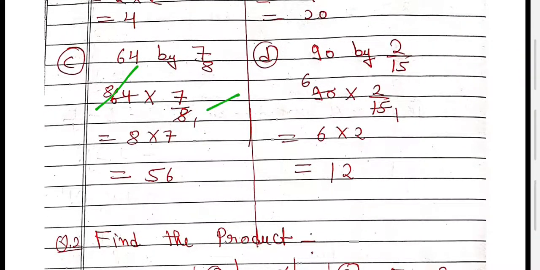64 by 7 by 8. By, you have to multiply. Now 8 1s are 8, 8 8s are 64. What you get? 8 into 7 as it is. Now what is the answer? 8 7s are 56. 56 is your answer. Now come on D part.